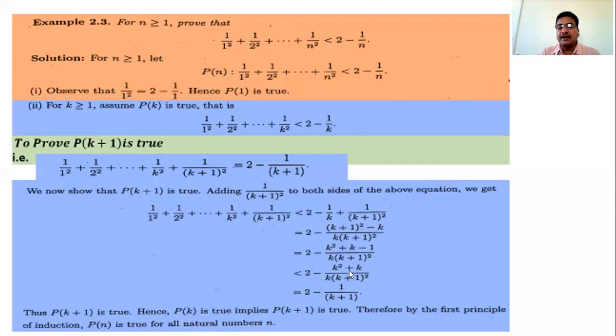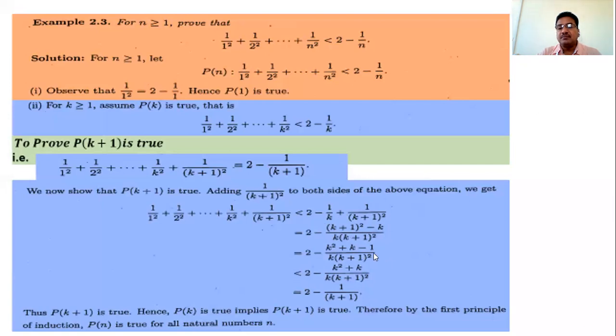Then we have 2 minus (k² + k) divided by (k+1)², because here is the sign less than. These two steps are equal. This step and this step are equal. This step and this step are equal. But if we add 1 in the numerator, then we have the larger quantity. That is less. We have the sign less than.